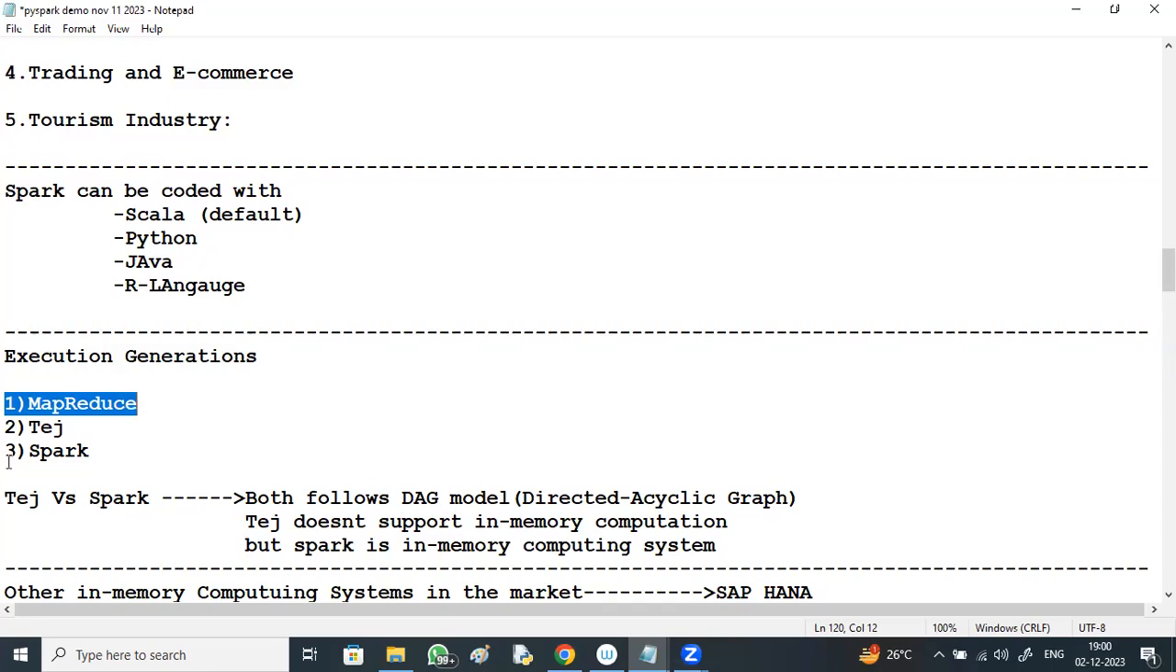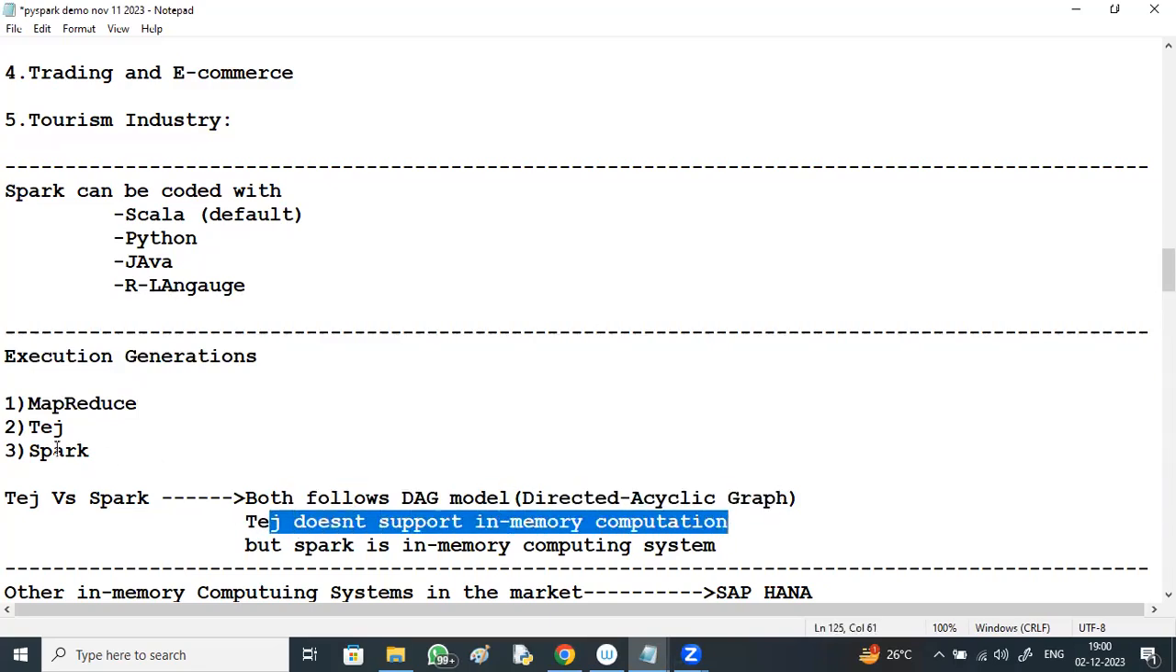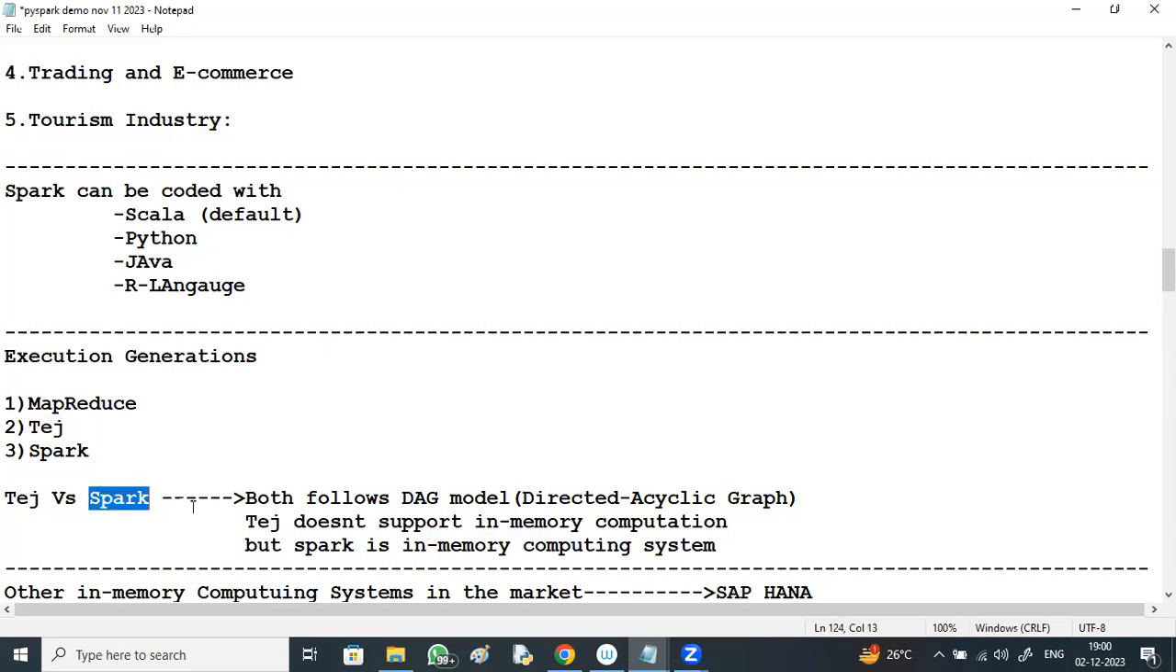The difference between Sage and Spark: both follow the DAG model, directed acyclic graph. Sage doesn't support in-memory computation, but Spark has in-memory computation. So Spark has high speed compared to Sage, because in-memory computation is always faster processing, right?